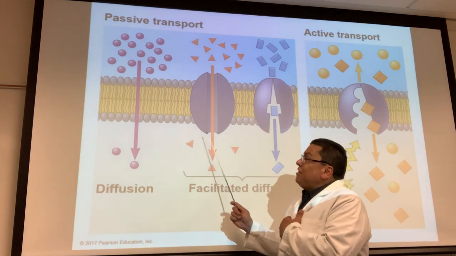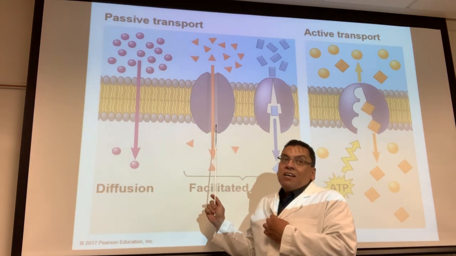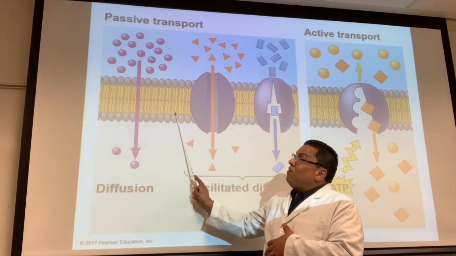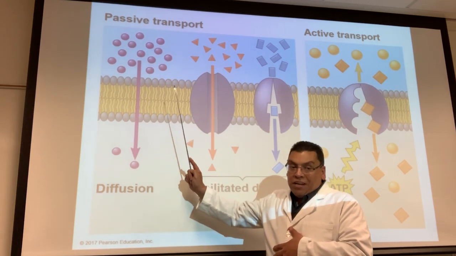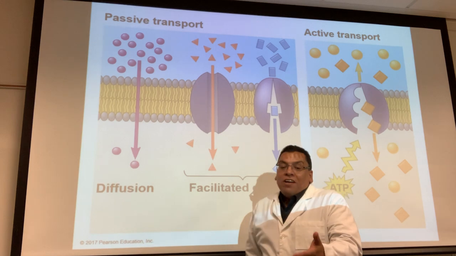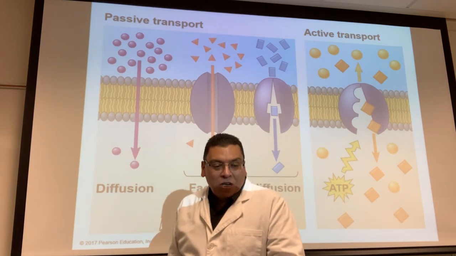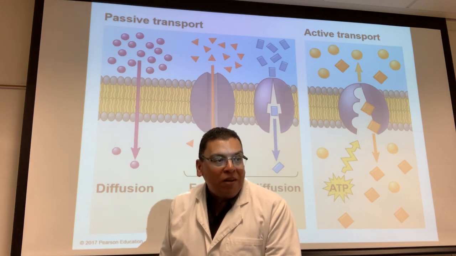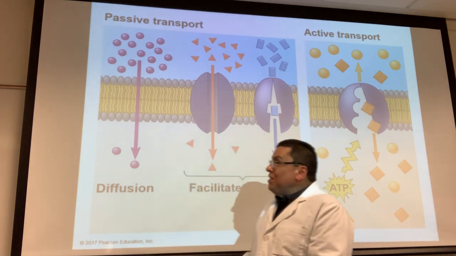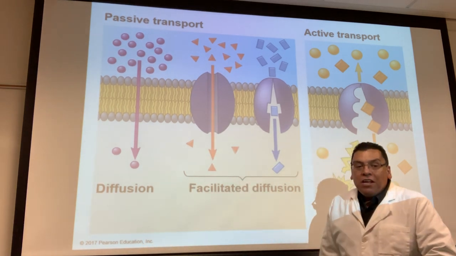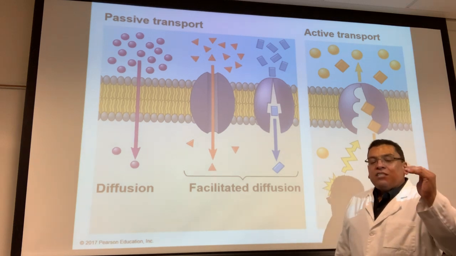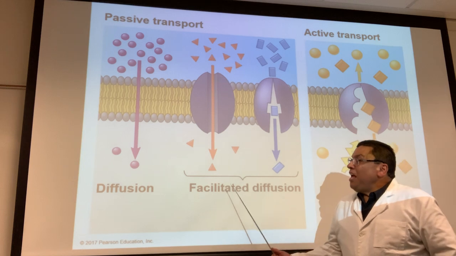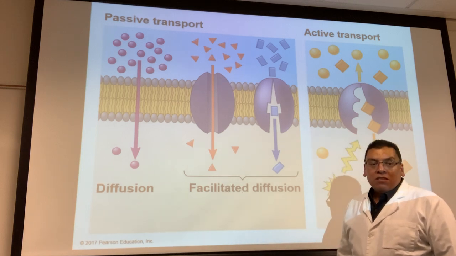The reason it has to be facilitated across is because it's hydrophilic and the environment here is hydrophobic. Or in the case of the river analogy, the reason why you need a boat is because you can't swim in the water. So this is similar to a boat getting you across the river. It's facilitating your movement across the river. It is helping you cross the river.